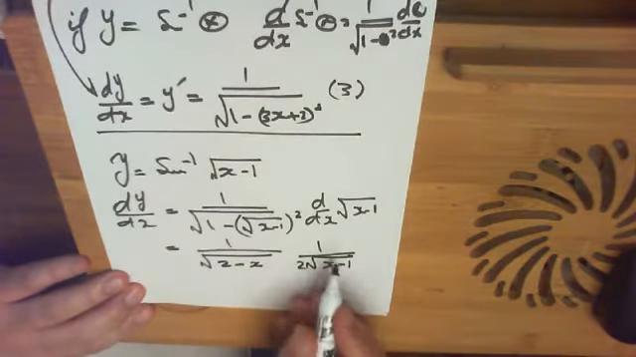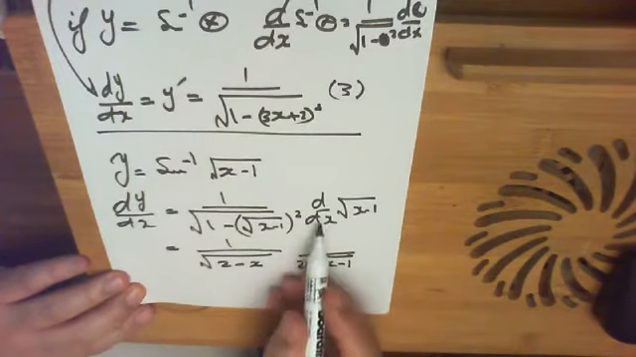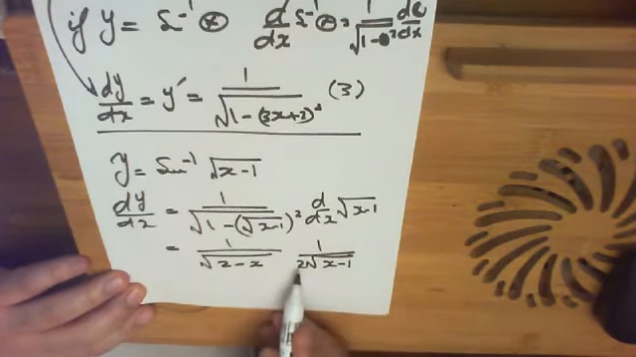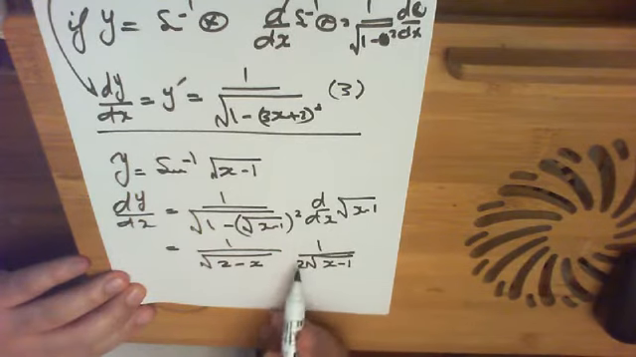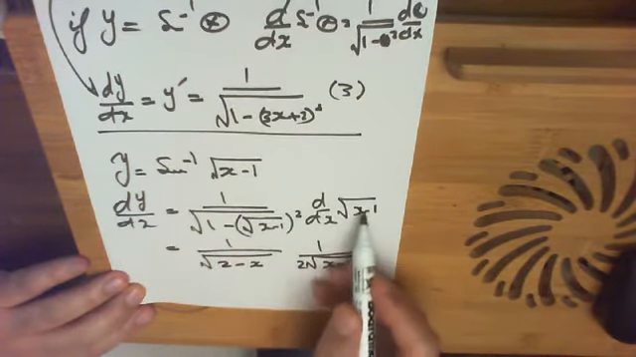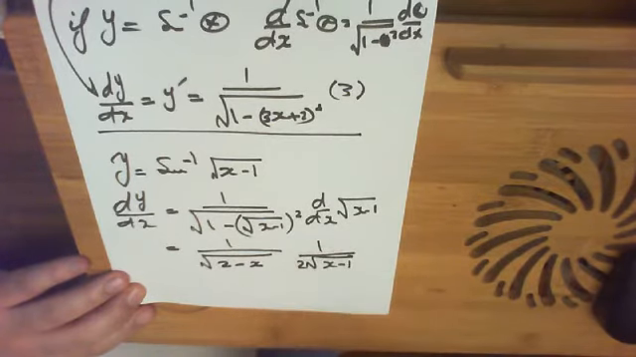Why is this the derivative of the root? As we said before, when you are finding the derivative of a square root, it is 1 over twice the square root times the derivative of the function inside the square root. As you see, inside the square root we have x minus 1. Its derivative is 1, so it's finished.